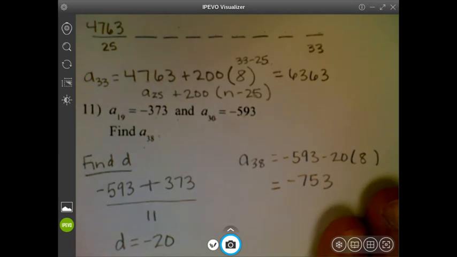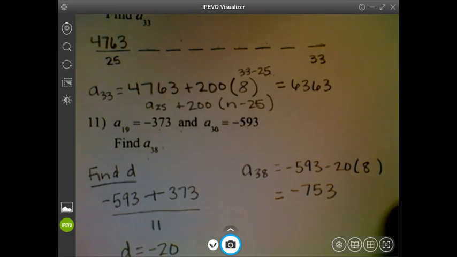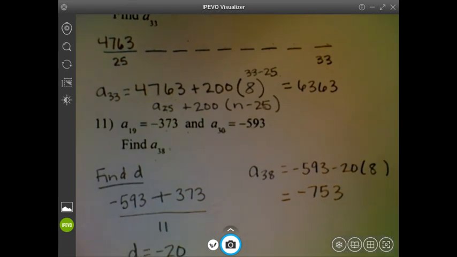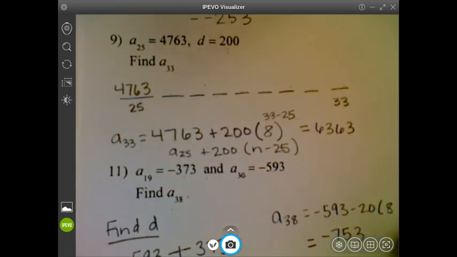So the first part of your homework is to do all of the ones on the right-hand side, all of those evens, 2 through 12. And then we will continue with the geometric ones.